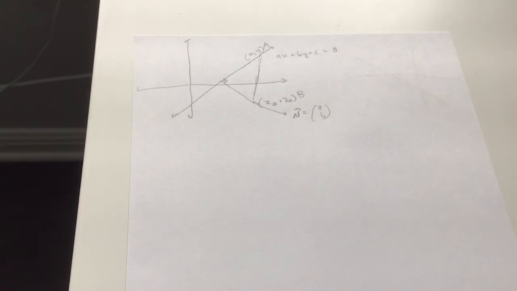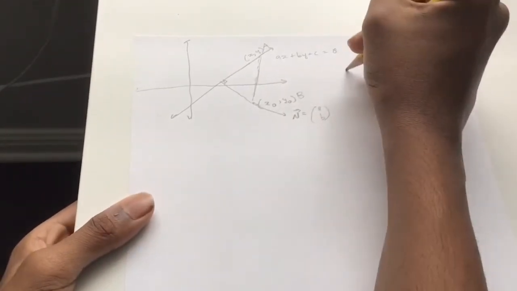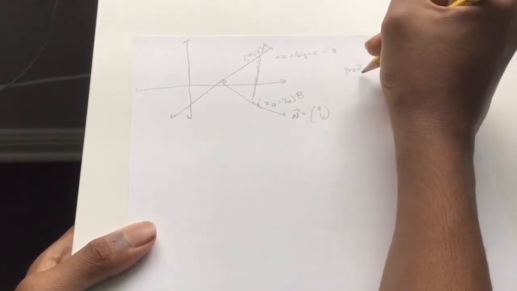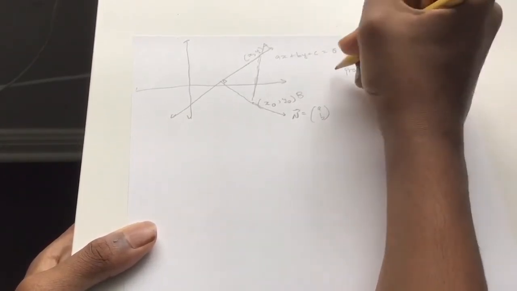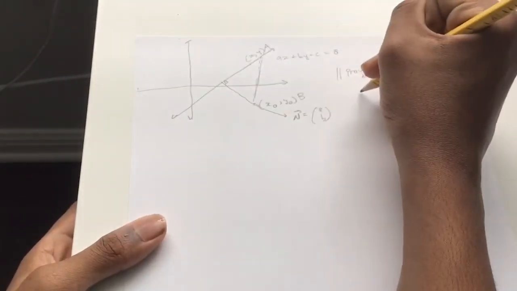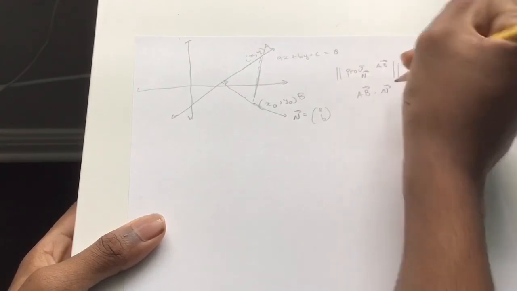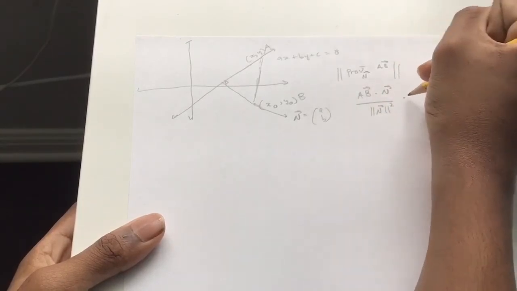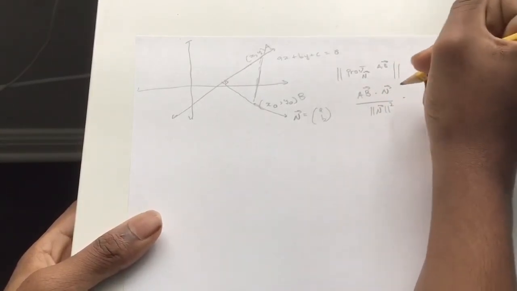So now, how can we get the distance? We see that the distance between the point and the line is essentially just a projection. The projection of AB onto n. The projection gives us a vector, and we want the magnitude of that vector. So let's just write what we need. All we need is AB dot n over the magnitude of n squared, times the normal vector n.